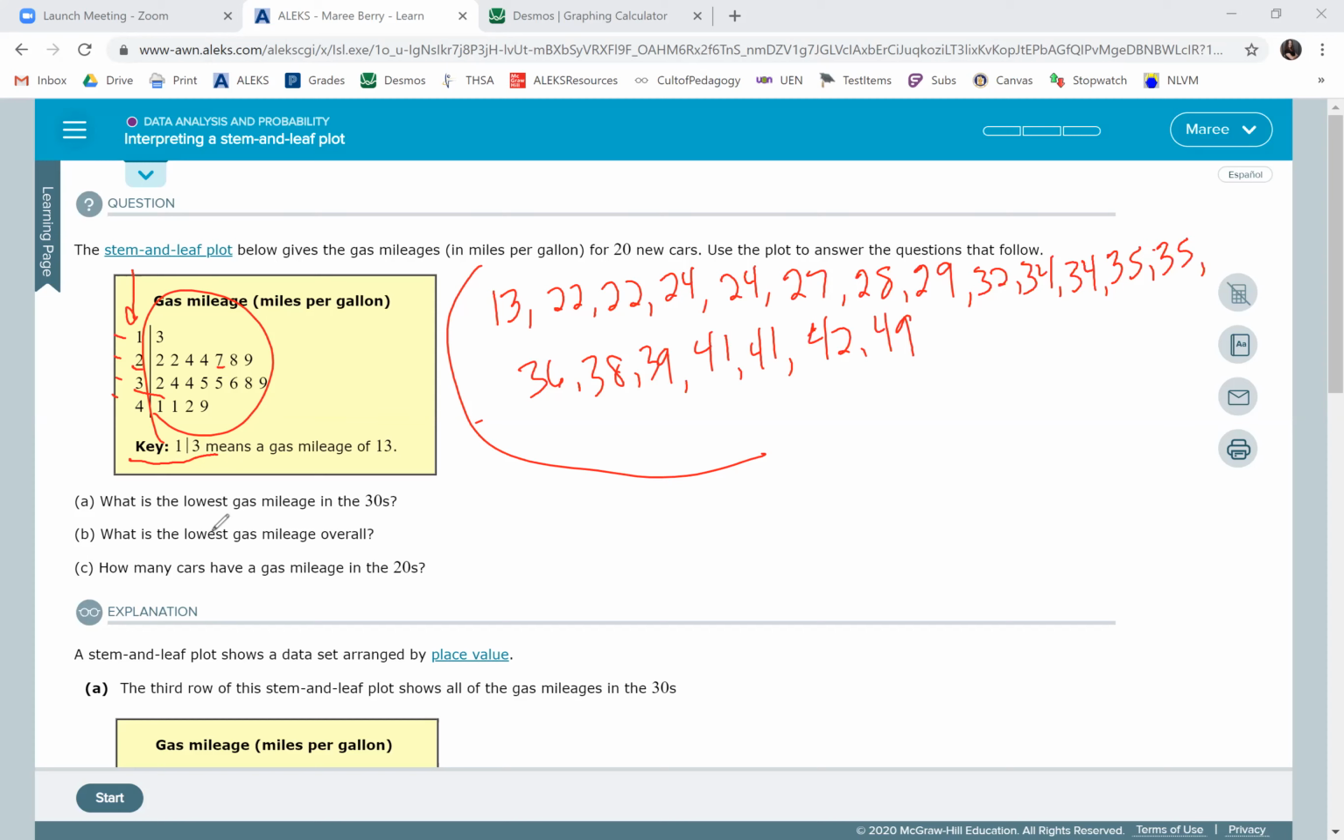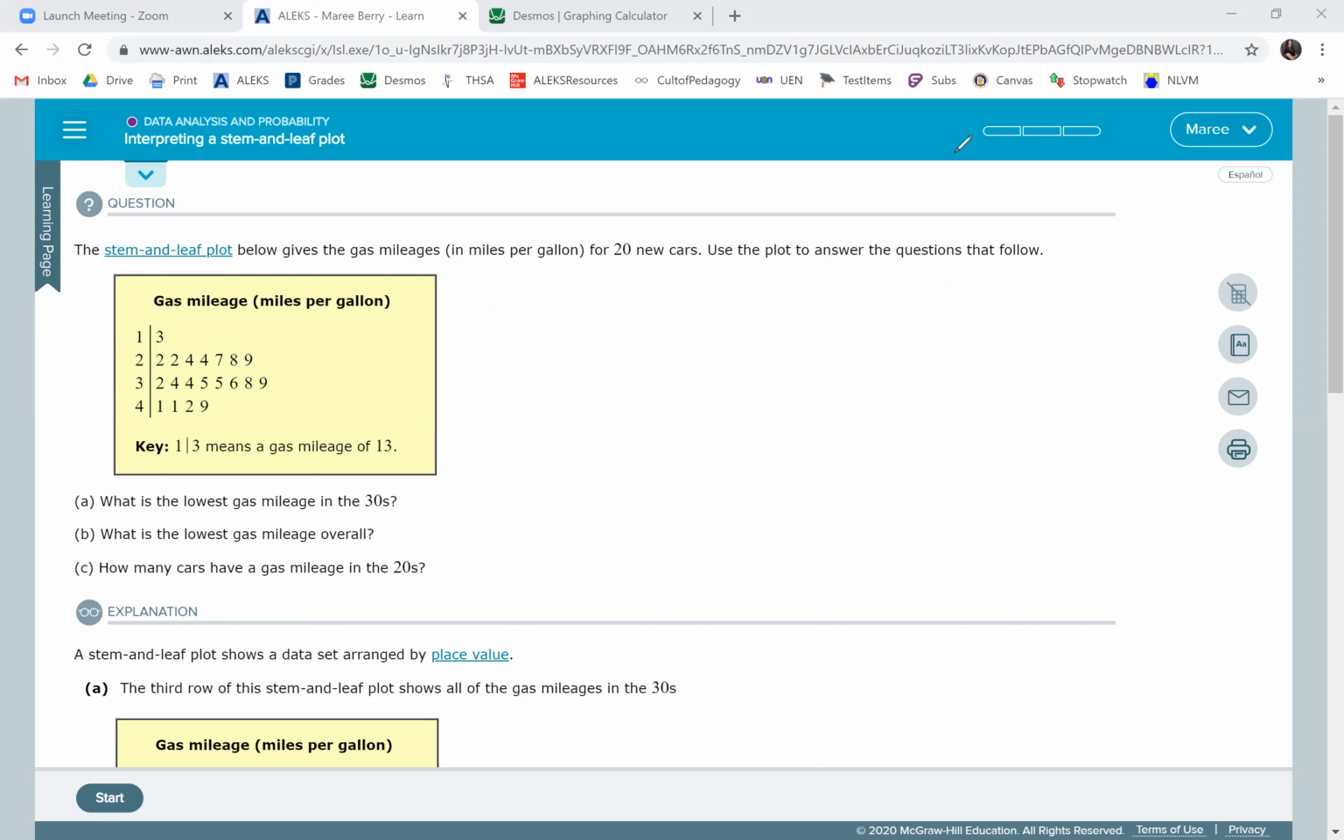It says, what is the lowest gas mileage in the 30s? So we have to come to where we see the 3 on the tens place. Let me just clear all these. Okay. So we have to come over where there's a 3, and the lowest has a 2 in the ones place. So it's going to be 32 miles per gallon. What is the lowest gas mileage overall? That's always the very first number, so that's 13.